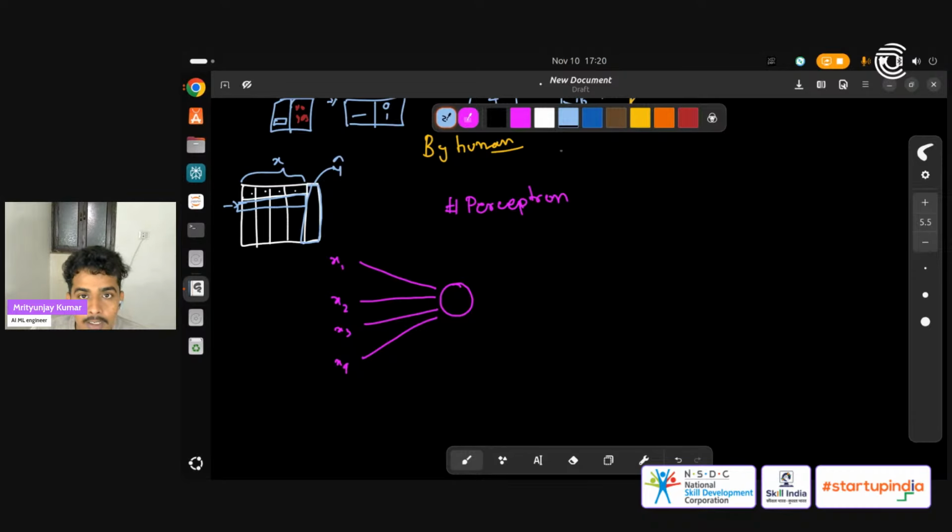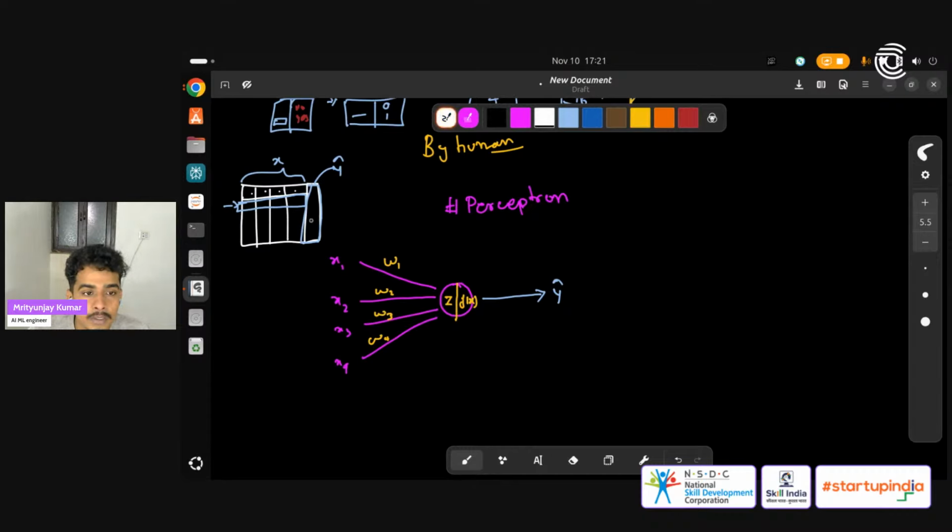After that, it is going to generate some output. This is a simple structure where we have to train weights W1, W2, W3, W4. We also have two functions here: one is the summation function and one is the activation function, which I denote like f(x). f(x) is the activation function.